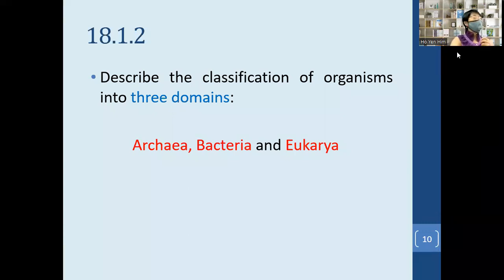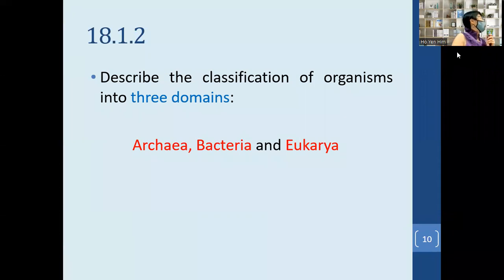The highest taxon is called a domain. So they say that the organisms on Earth can be further classified into Archaea, Bacteria, and Eukarya. Now, in the past, we only divided all organisms on Earth into two main groups, which you are very familiar with, the prokaryotes and the eukaryotes, because they're very different.